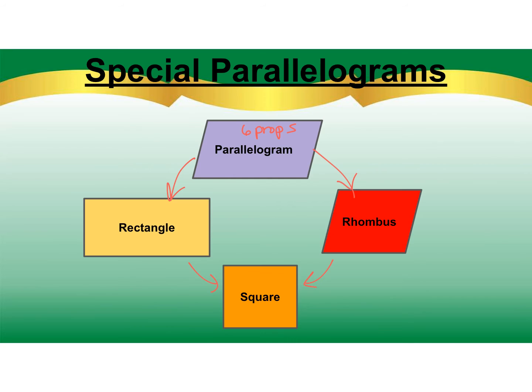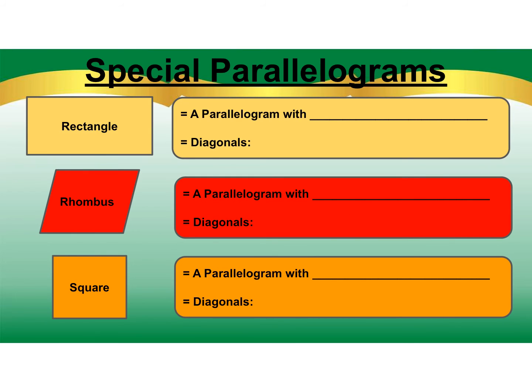Now let's look at them individually. So with our rectangle, it is a parallelogram, so I know all those 6 properties are true. And if you think to yourself, what's the definition of a rectangle? You might be thinking, well, usually 2 short sides and 2 long sides, but that's not actually what defines a rectangle. It's 4 right angles. So I can add that to my picture. Oops. That's not what I wanted. There we go. 4 right angles.